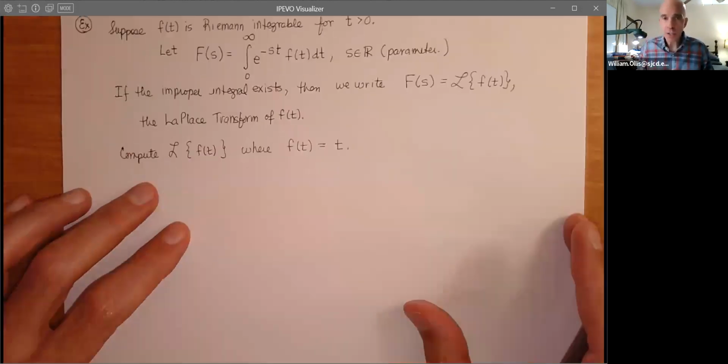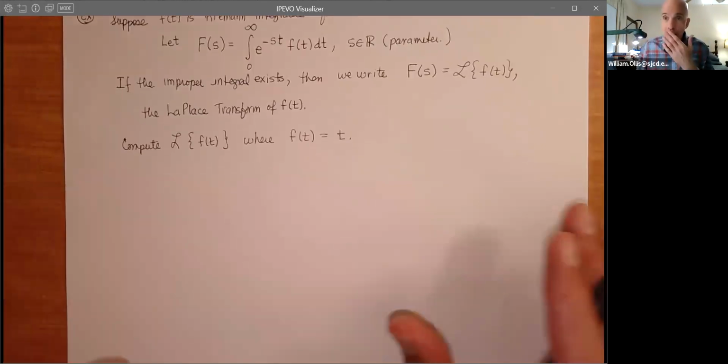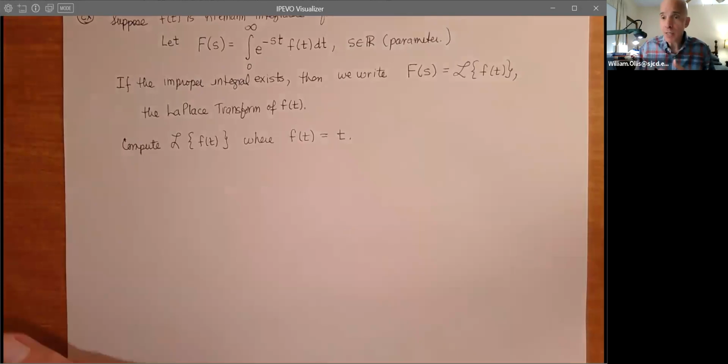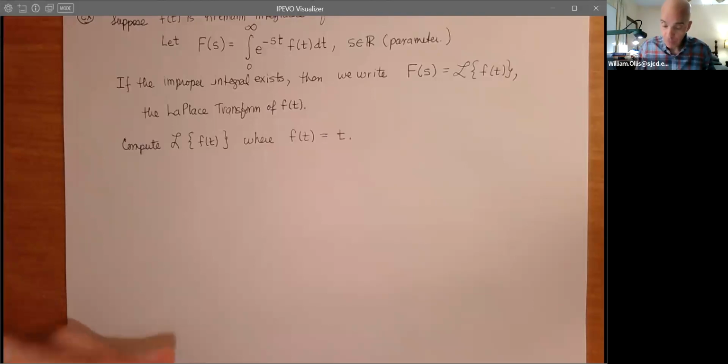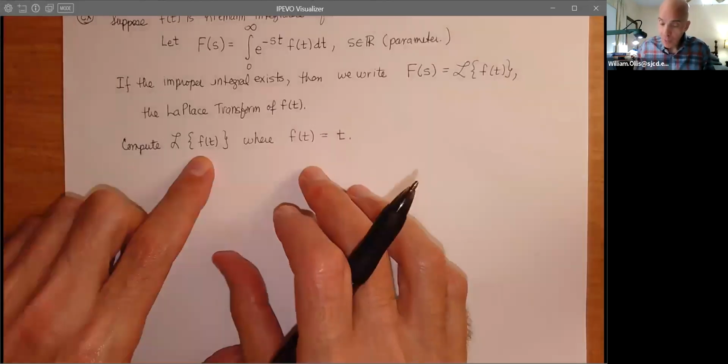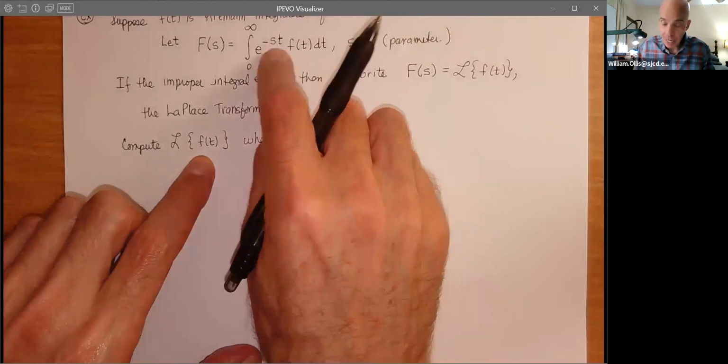So this is where we get to use maybe some of our L'Hopital. And I thought this would be a nice way for you to see that there is use of L'Hopital's rule, not just an academic pursuit. So here we're thinking, all right, now we're going to have an integral, and we're going to have e to the minus st times t.